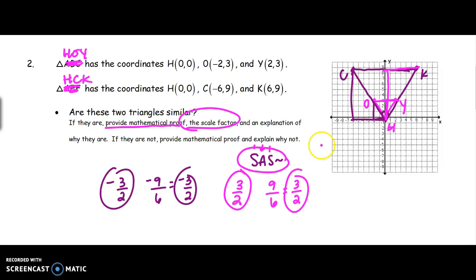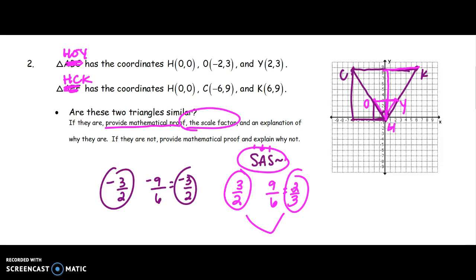Now again, if one of these happens to be switched, like let's say this one was 2/3, then they are not similar. Therefore, they're not proportional. Therefore, these triangles are not similar. So you have to take a look at that.